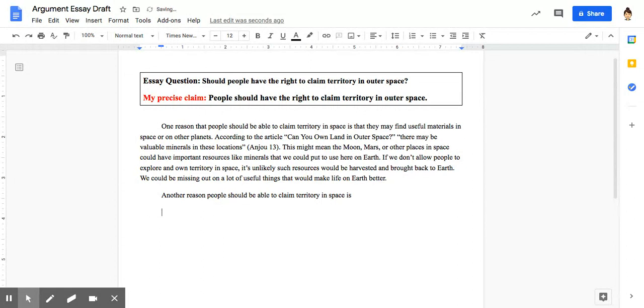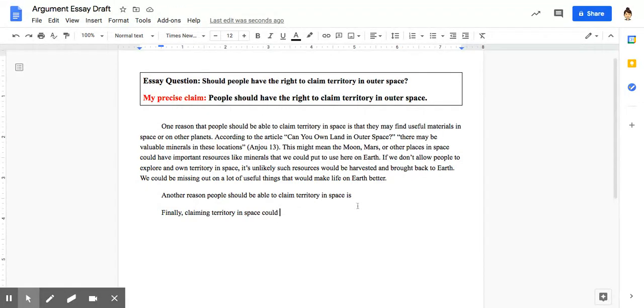And then finally, your third body paragraph would be, we could say finally, let's make it sound a little bit different. So claiming territory in space could, and then I would add my last reason. And then follow the same PEPA structure.